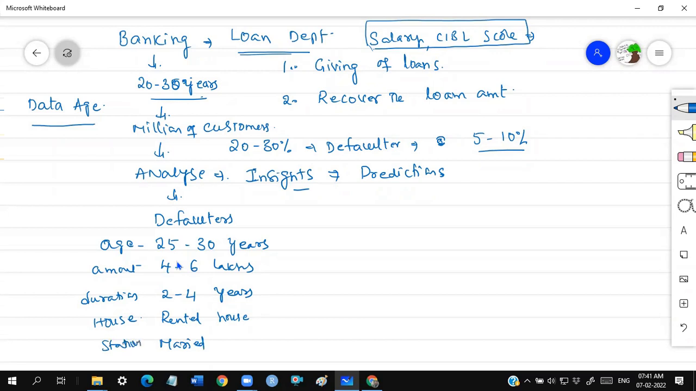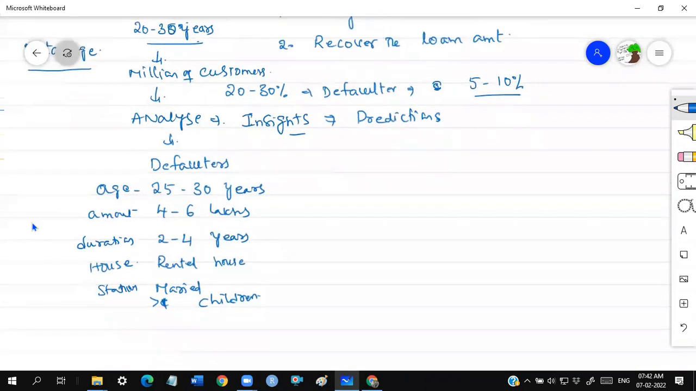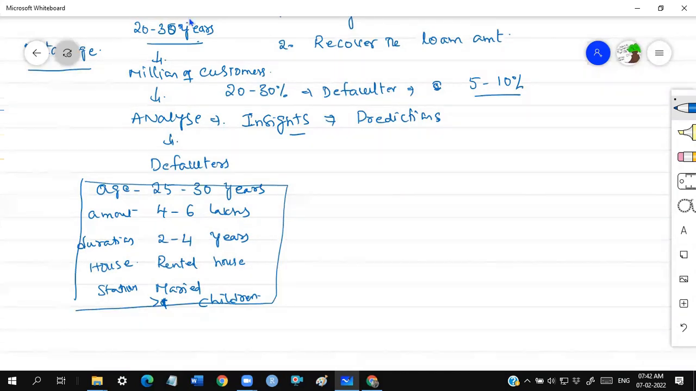And for example, if he is having more than 1 child, the number of children is more than 1. So like this, we are going to get some insight from the data, guys. These are the characteristics of the defaulters. If you study the old data, we'll get some kind of insights. If you study the data, some story will come.